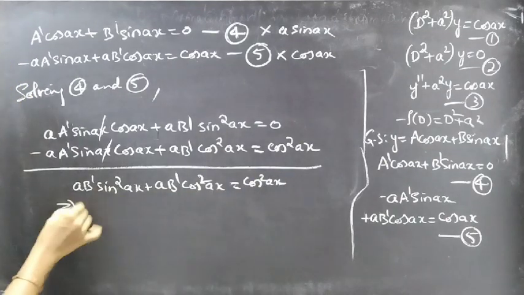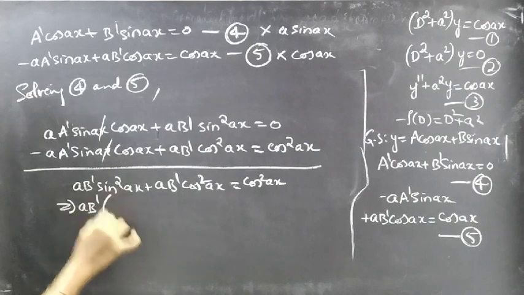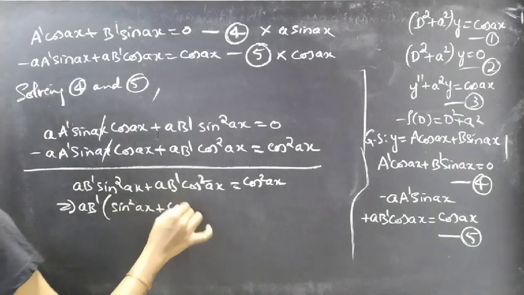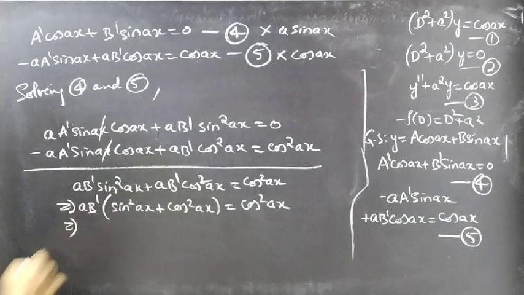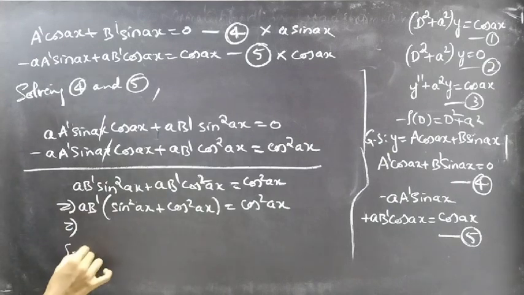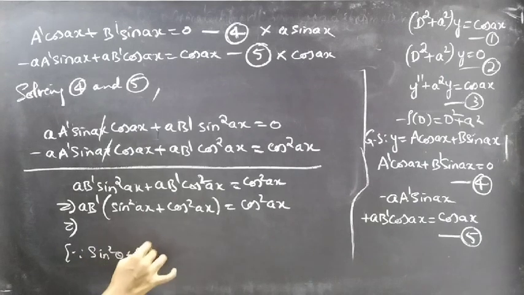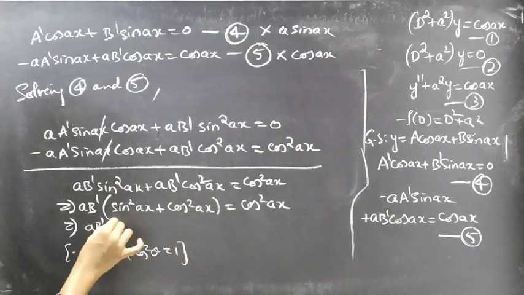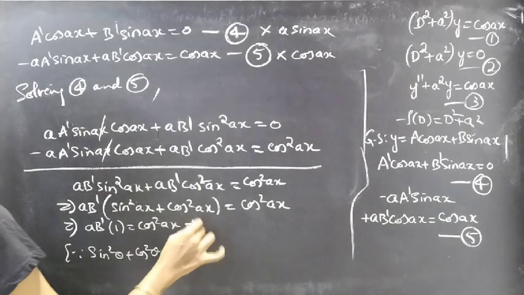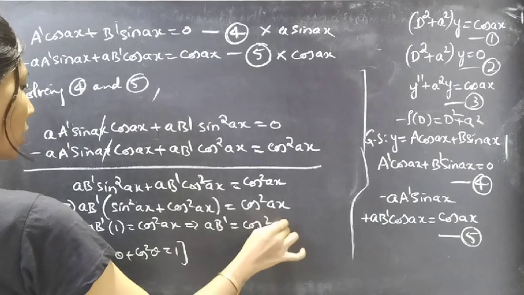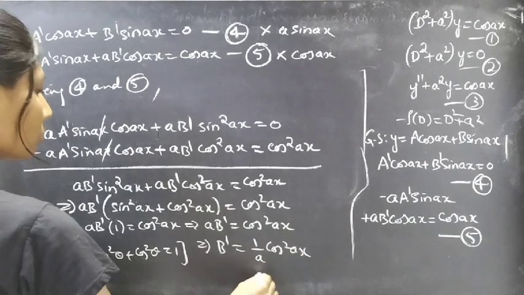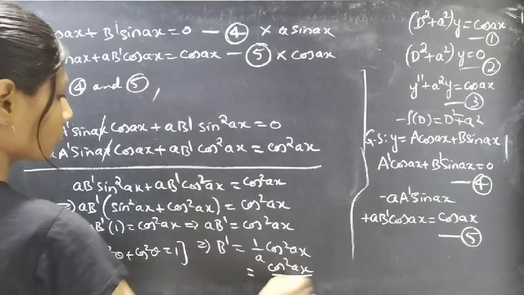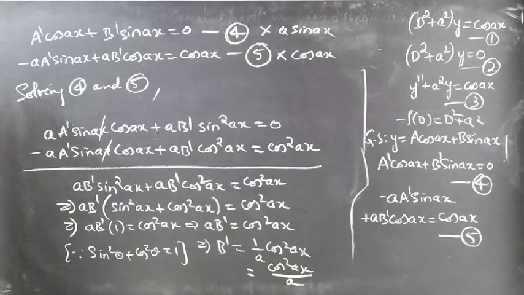cos square ax. Now take a b dash common from these two terms, we'll get a b dash of sine square ax plus cos square ax equal to cos square ax, right? Since we know that sine square theta plus cos square theta equal to 1, so we will get sine square ax plus cos square ax equals to 1. From this we'll get a b dash into 1 equal to cos square ax, right? Then a b dash equal to cos square ax. From this we'll get b dash equal to 1 by a cos square ax, or cos square ax by a. So we got b dash.